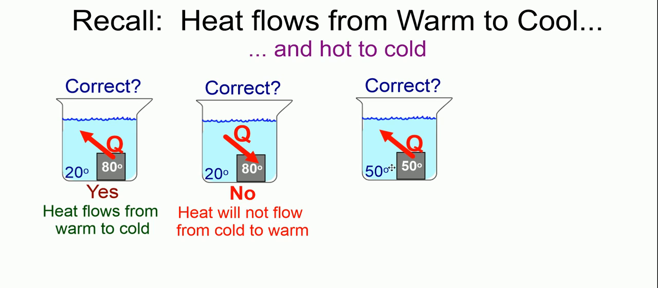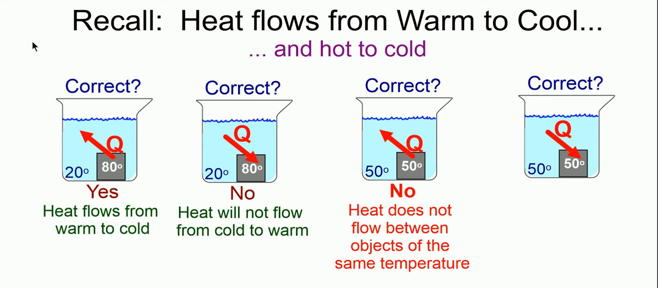How about here? 50 and 50, and I show heat flowing out of that 50. Correct? No. The temperatures are the same. No more flow of heat. How about here? Well, it's the same as here, isn't it? They're the same. There's no flow in either direction. This time from the water to the block.